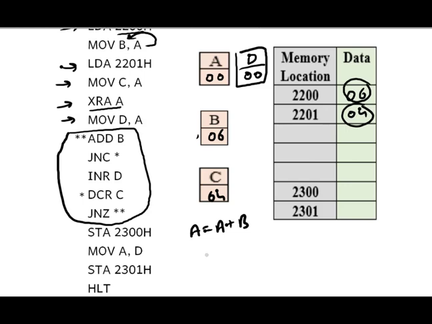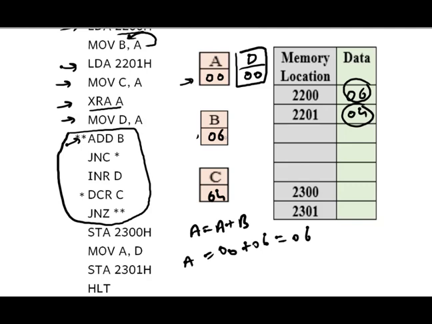Now A, as we know, is 00. You can see A is 00. So 00 plus this B, which is 06. So A becomes 00 plus 06, so A becomes 6. Okay, with this we add B.